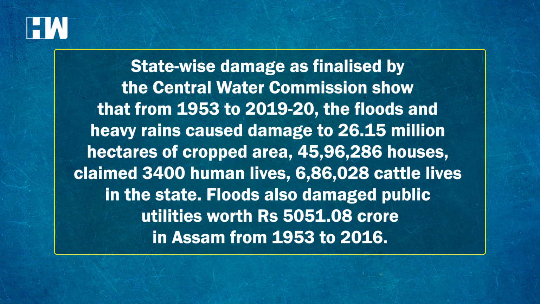Now, I will give you some more statistics. As per the state-wise damage as finalized by the Central Water Commission, from 1953 to 2019, the flood and the heavy rains caused damages to up to 26.15 million hectares of crops, 45,96,286 houses. It claimed 3,400 human lives, 6,86,028 cattle's lives in the state. Floods also damaged public utilities worth 5,051.08 crores in Assam from 1953 to 2016.